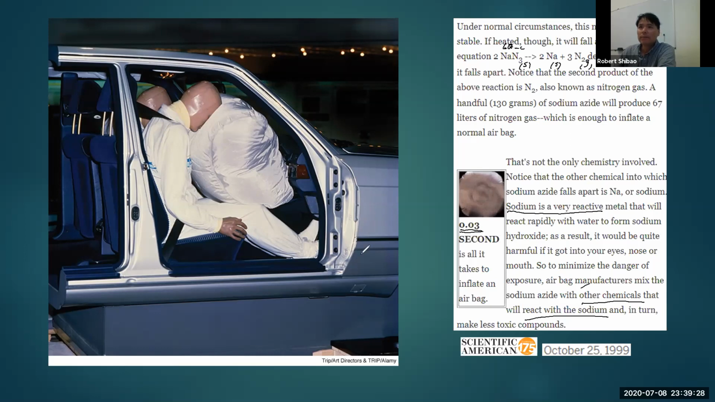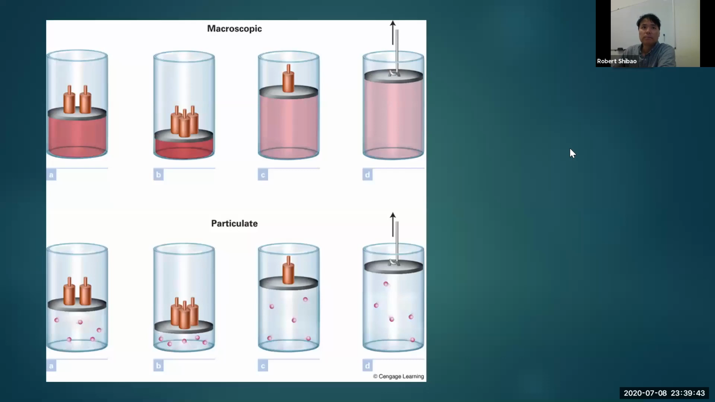But anyway, the gases take up a lot of volume because there's a lot of empty space there. And so, let's move on. Gases can be compressed or expanded.